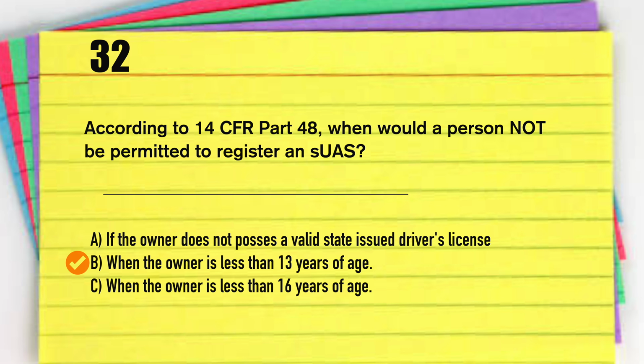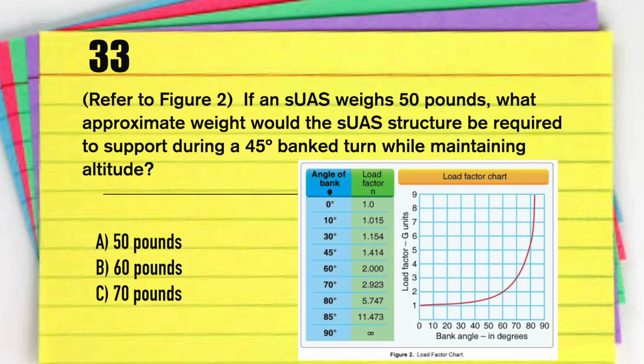But that $2,000 drone that they just got for a birthday present, yes, they can register that drone with the FAA. Flashcard 33. Refer to Figure 2. If an SUAS weighs 50 pounds, what approximate weight would the SUAS structure be required to support during a 45-degree bank turn while maintaining altitude?